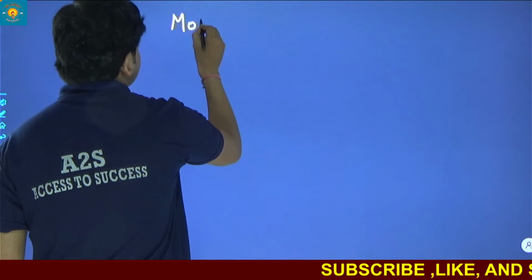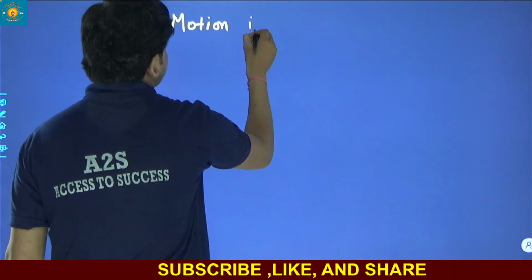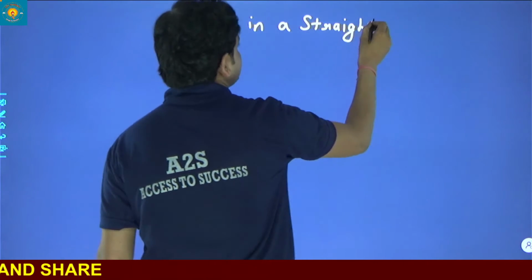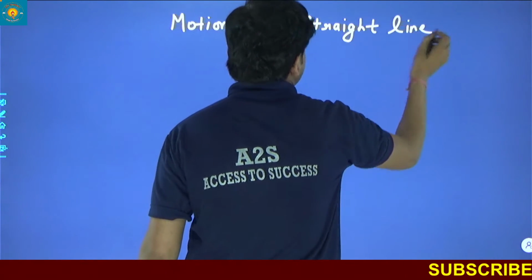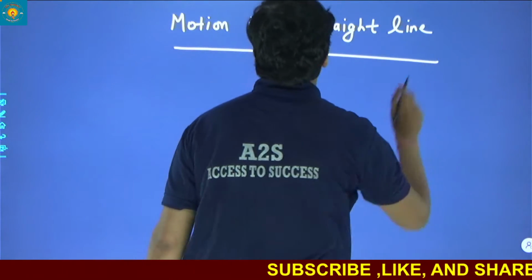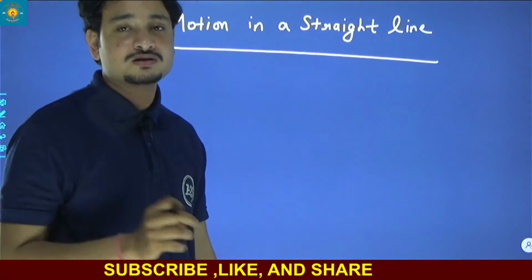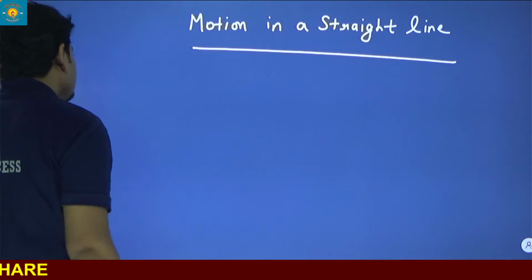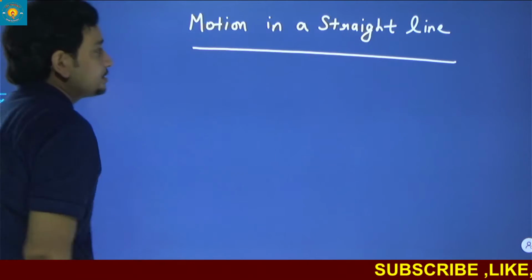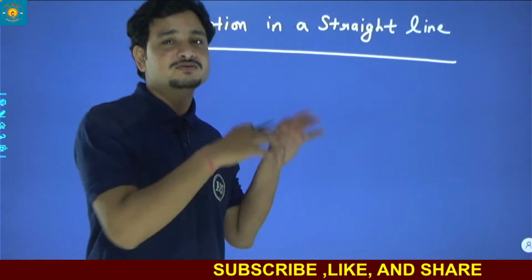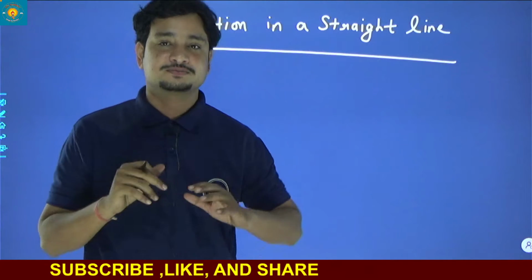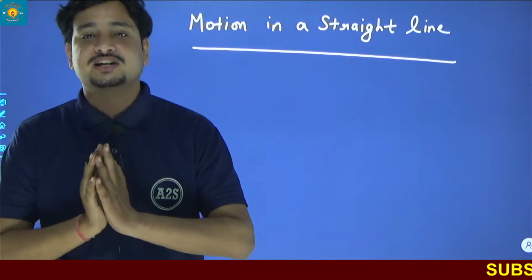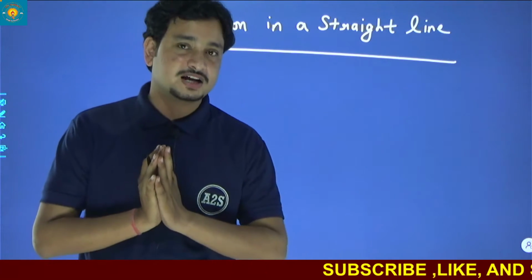Motion in a straight line. This is the unit of kinematics, means mechanics, which is the branch of physics. Clear? The unit name is motion in a straight line. Today we are going to study about this unit. Today's first lecture of this unit is just about the introduction. Clear? We are talking about the introduction of motion in a straight line. This is the first lecture of that.